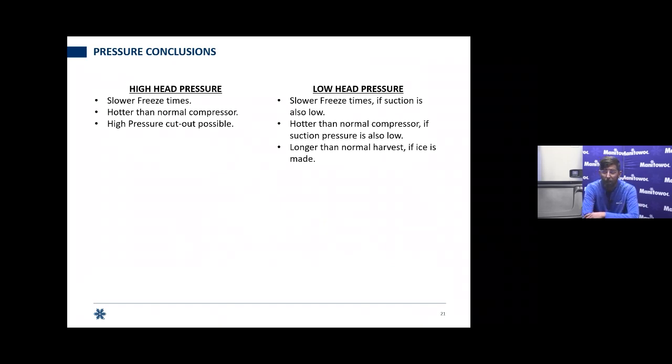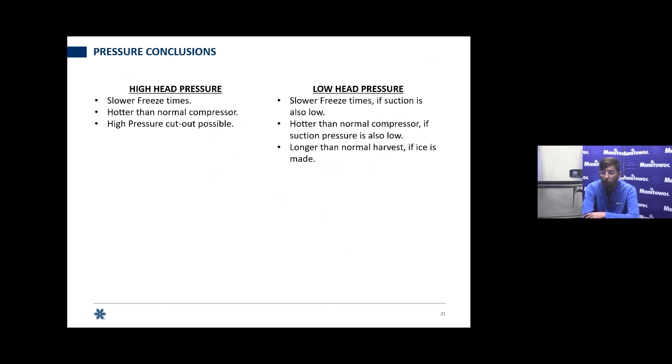Well, if your suction's also low, you're going to have slow freeze times. If you have lower than normal head pressure and lower than normal suction, especially if you've gone through a full freeze and harvest, if it's low during both of them, that system's low on charge. You've got a leak somewhere. We've got to find it, repair it, charge the system back up.